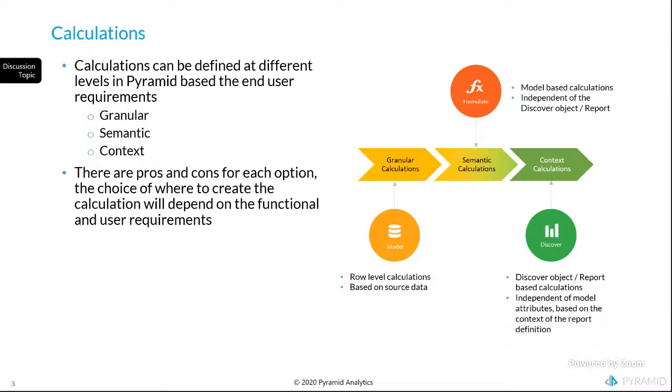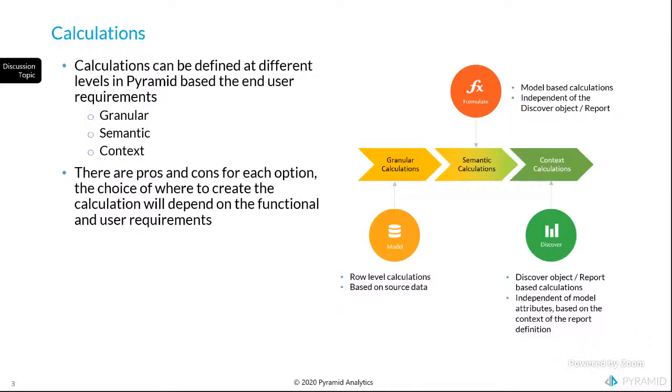And semantic calculations can easily be saved and reused and shared throughout the Pyramid platform and operate effectively on the aggregate model that I've created using the model app. The final piece is what we call context calculations. These are available within the Discover app itself, where I'm dragging and dropping items to create my query and create the visualization that I want.